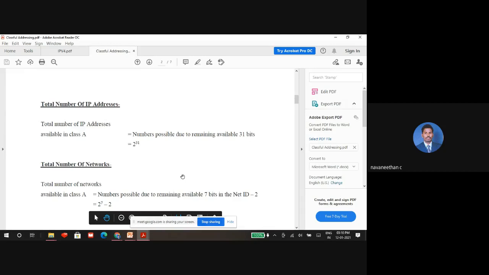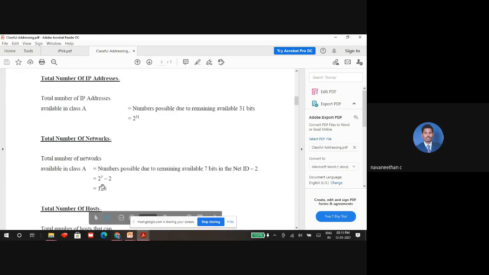What could be the total number of IP addresses available for class A? Very simple. Since the first bit is fixed, the total will be 2 to the power 31. This 2 to the power 31 will be the total number of IP addresses. Among this, what would be the total number of networks here? Very simple. 2 to the power 7 minus 2, that could be 126. Clear? So just remember this one. I think you might not have known these things, that's why I've given it like this.